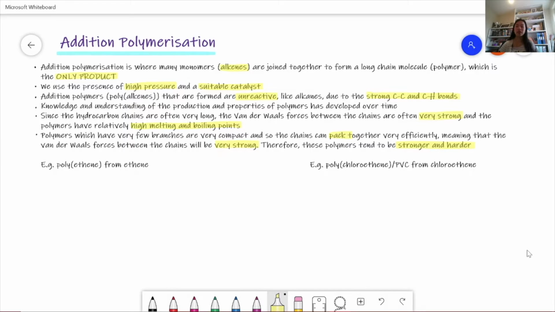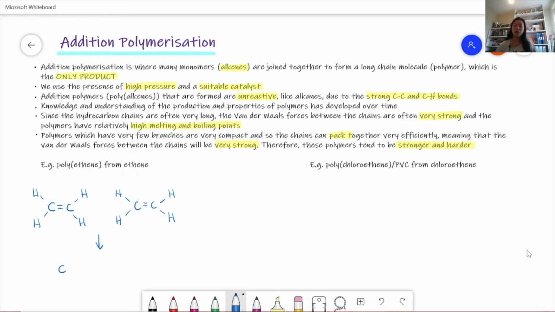So we're going to look at these two examples. First, we're going to look at polyethene from ethene. So what we do is we have two ethene molecules. So we draw out two ethenes just so it's easier for us to work out how we form the polymer. And so what we do is just break the double bonds and add everything together.